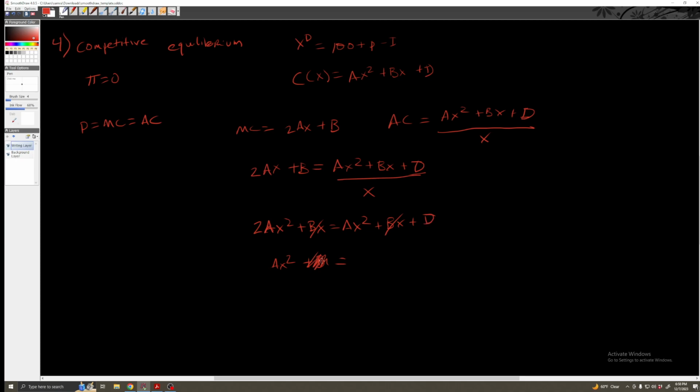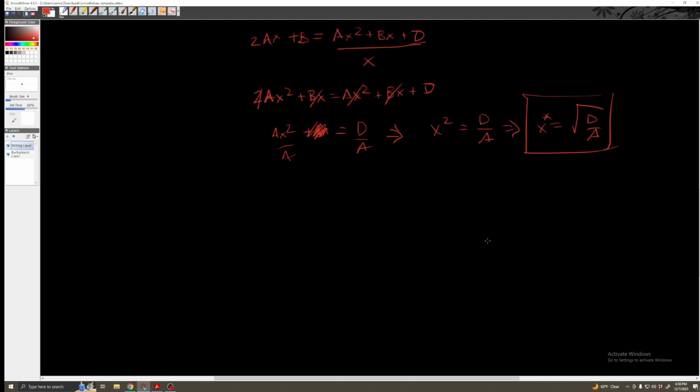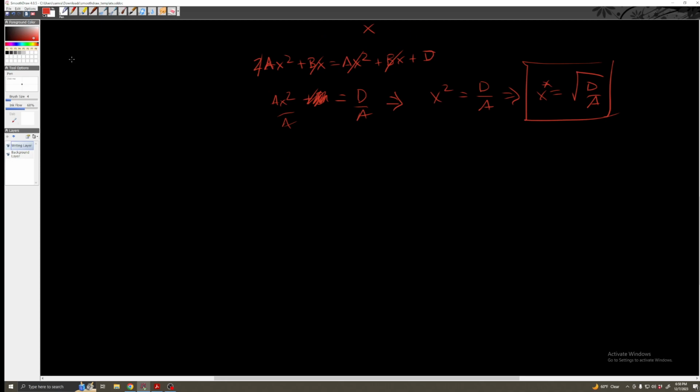Okay, so we got rid of this term by subtracting, and then we got rid of that. ax squared equals d. Divide both sides by a, which gives us x squared equals d over a. Square root of both sides gives us x equals square root of d over a. This is how much each firm is making in that long-run equilibrium. All right, so let's move on to the next question.